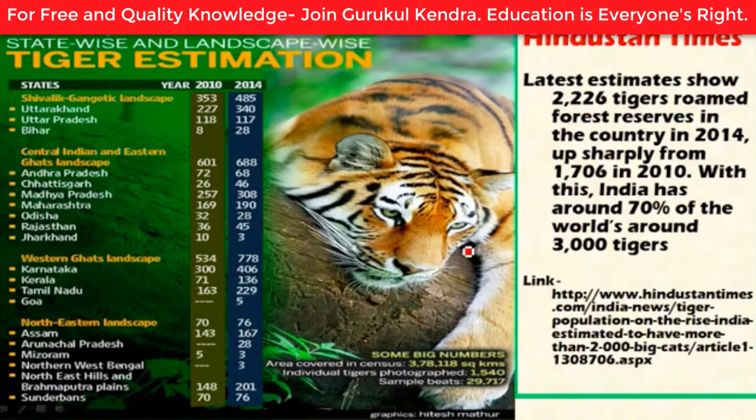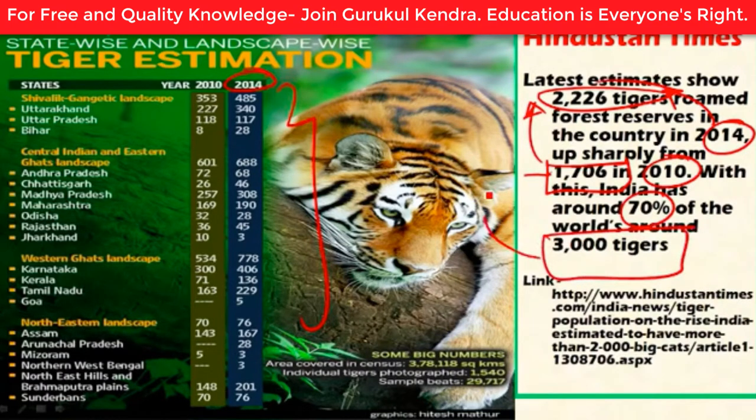Recently, in 2014, the tiger census was undertaken. So these are the recent numbers related to tiger presence in India. Latest estimates show that 2,226 tigers are present in India. That is the 2014 number. It is compared to the 2010 number. In 2010, it was only 1,706 tigers. So there has been a drastic increase in the population of tigers in India in the last 4 or 5 years. And India accounts for 70% of the world's tigers. So all over the world, only 3,000 tigers are present, out of which 2,226 are present only in India. This is, we are the major tiger country.